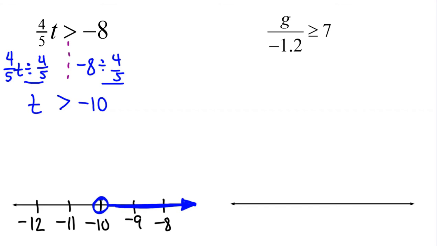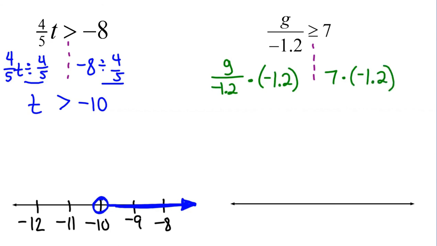That was a keep. And then lastly, g divided by -1.2 is greater than or equal to 7. So I have to undo the division. So I'm going to multiply both sides by negative 1.2. Hopefully there's something going off on your radar right now that says, uh-oh, I'm multiplying both sides of this inequality by a negative number. So g divided by negative 1.2 times negative 1.2 is just g. 7 times negative 1.2 is negative 8.4.